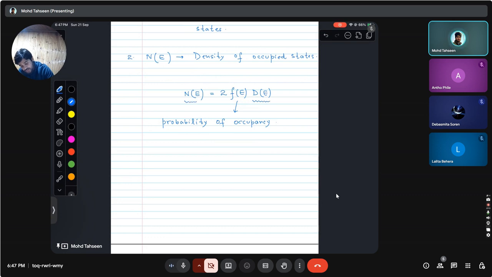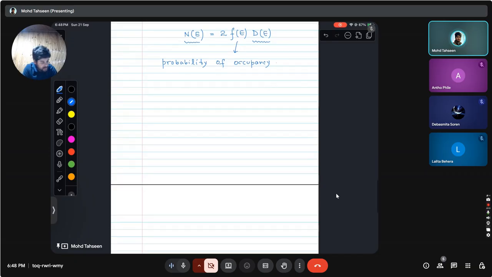Or how do we find this? Because there are still 2 unknowns in this equation. Okay, and now we are going to consider the fact, so we are going to count the states. Okay, so how do we count the states? So let me go to counting of states. Okay, so how do we count a state?